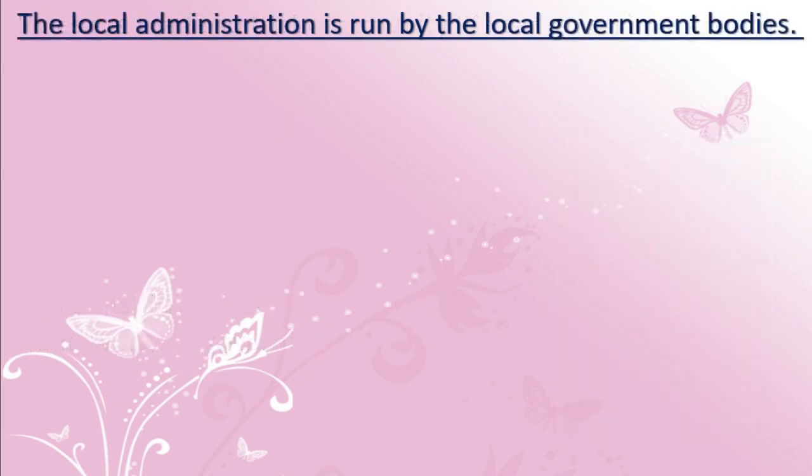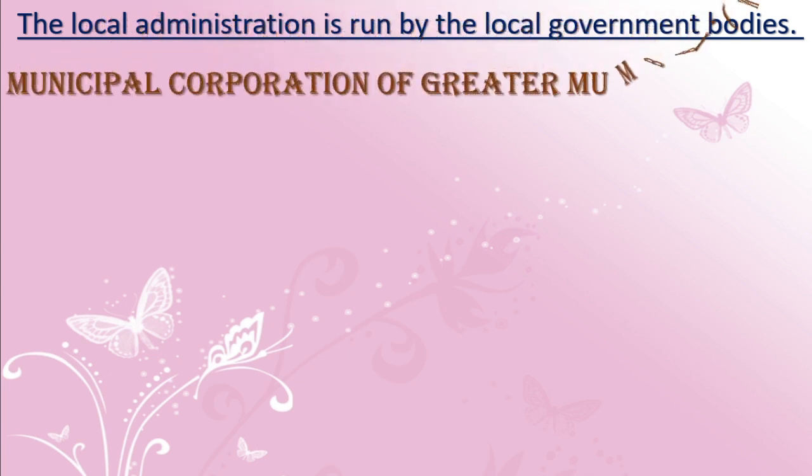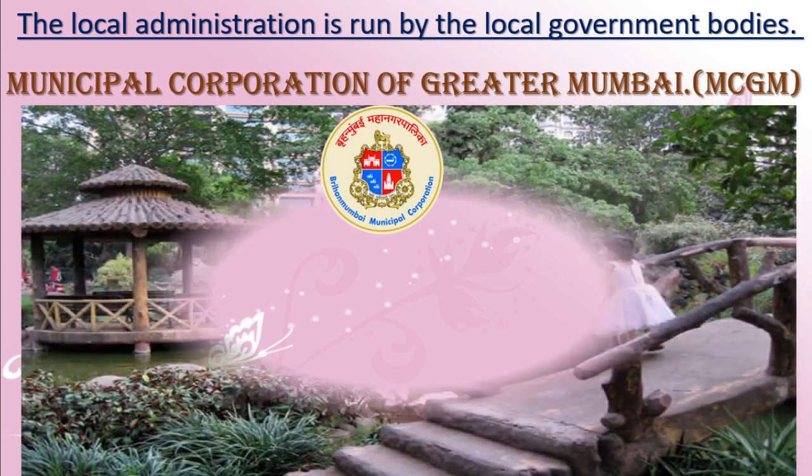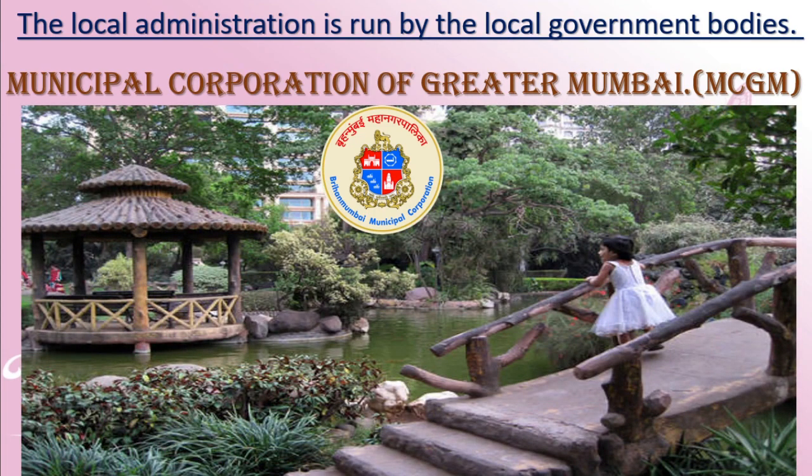The local administration is run by the local government bodies. Yes, dear children, we live in Mumbai, isn't it? Now, the Municipal Corporation of Greater Mumbai is our local body. The short form is MCGM. Okay, this is our local administration or local body. See the symbol of the Brihan Mumbai Municipal Corporation. Okay? Now, here you can see the garden. This is run by the Municipal Corporation of Greater Mumbai.